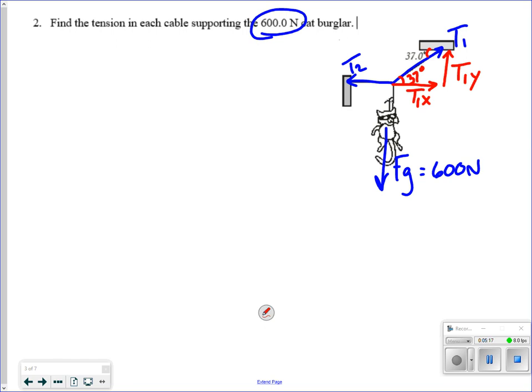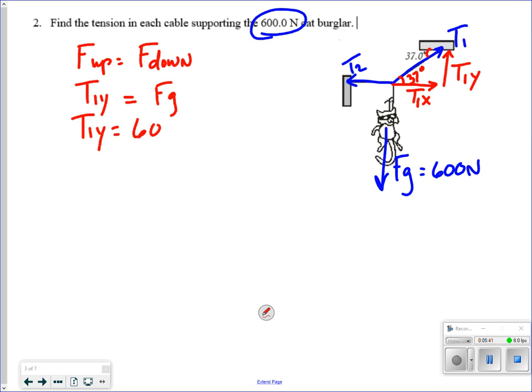I want to know the value of T1 and T2. That is the point of the question. So if I work with the premise of forces up equal to forces down, what's pointing up? T1y, and I mean like straight up. That's T1y. And what's pointing down? Fg. So this tells me that T1y has to equal 600 newtons. They got to be the same, right?